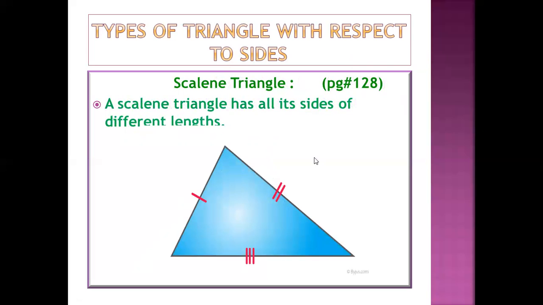The third type of the triangle with respect to side is scalene triangle. A scalene triangle has all its sides of different lengths. You see in the diagram, I mentioned the first side with 1 line, then the second with 2 lines, and the third side with 3 lines. It means all the sides are of different lengths.